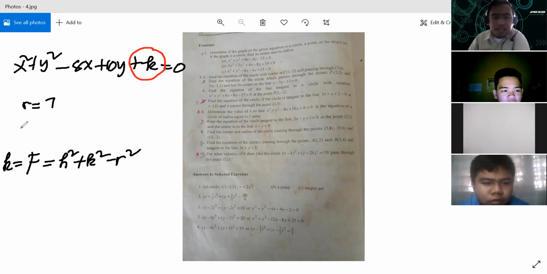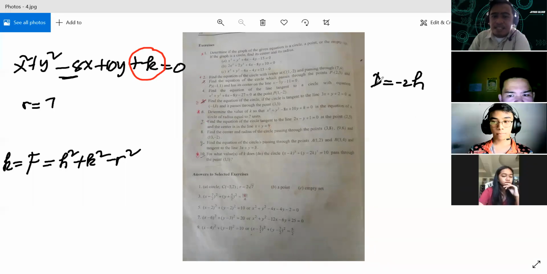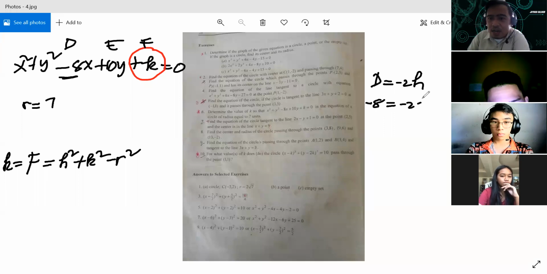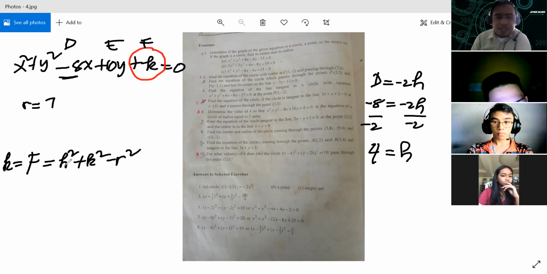Sir, from the D, right? Sir, we divide the 8 by negative 2. Very good. Remember, your D is just equal to the negative of 2H, right? Your D is negative 8. This is your D, this is your E, this is your F. Out of that, you can get your H by dividing by negative 2. Your H is positive 4, right? So now we have the value of H.